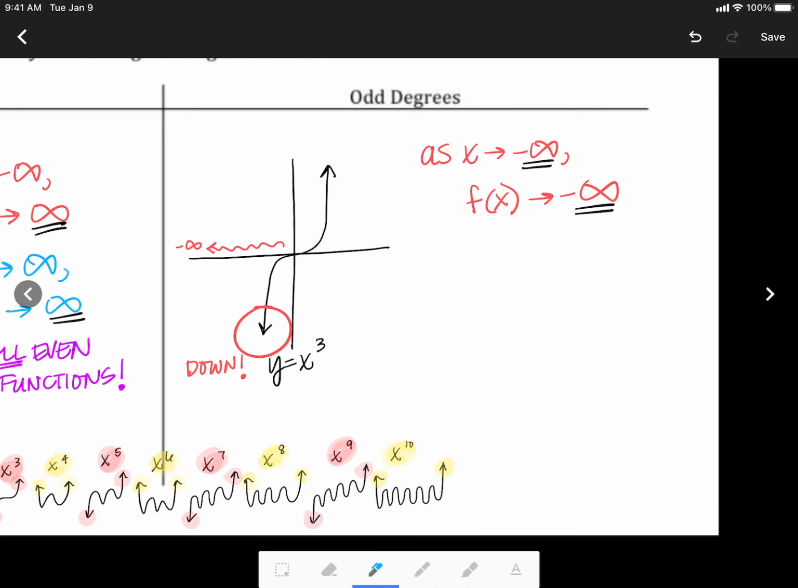Let's go to the other side. As we approach positive infinity, meaning as we look to the far positive x's, you tell me, where does our function go? It goes up. How do we note that? We note that as positive infinity. And once again, I want you to notice they match.